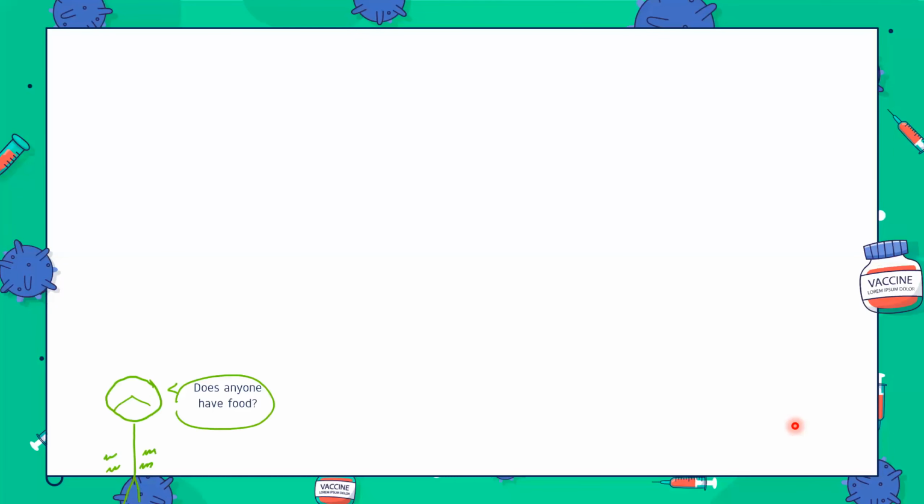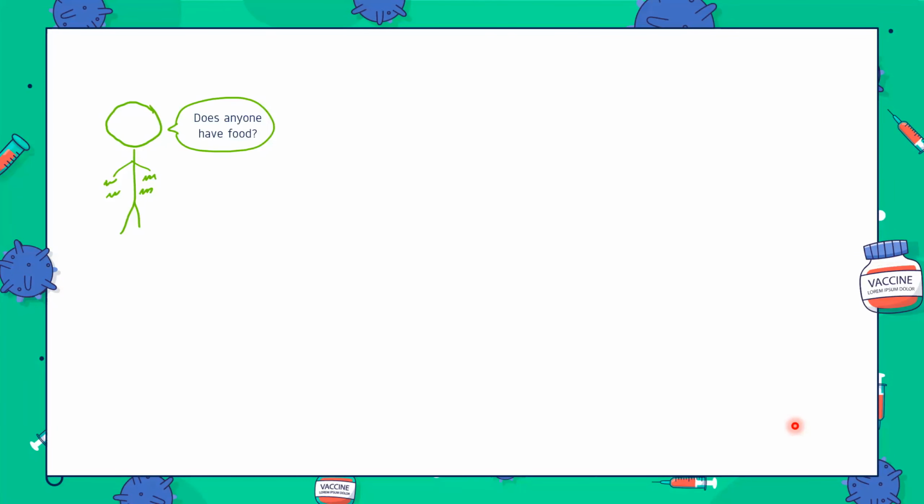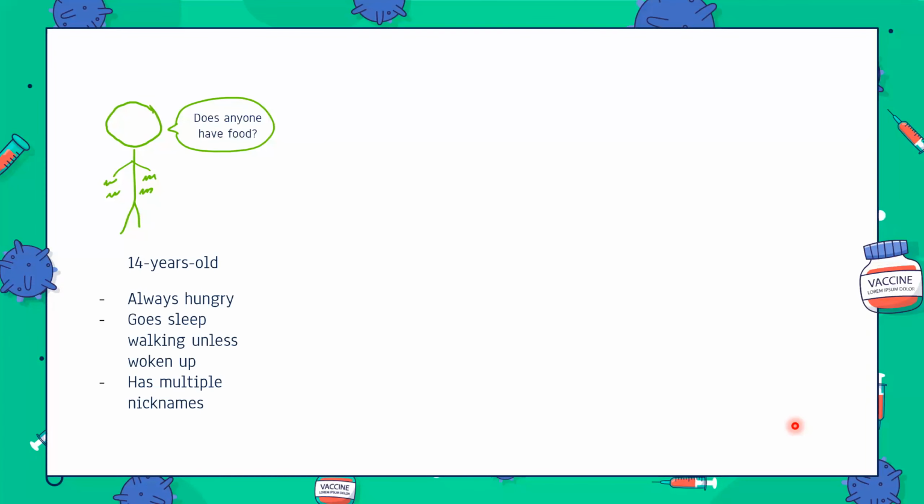First of all, we have this very hungry boy. How old was he? 14, exactly. Okay, so he's always hungry. He goes sleepwalking unless he's woken up as a monocyte, and then when he is woken up as a macrophage, he has multiple nicknames because all over the body he is called different things, which is within your first lecture. Like, for example, within the brain, it's a microglial cell, within the liver, it's a Kupffer cell, and so forth.